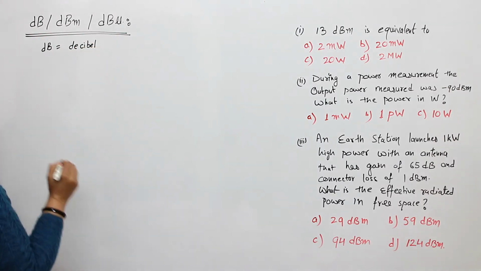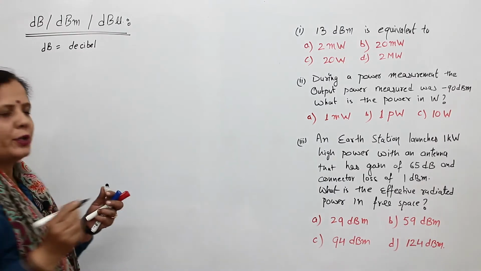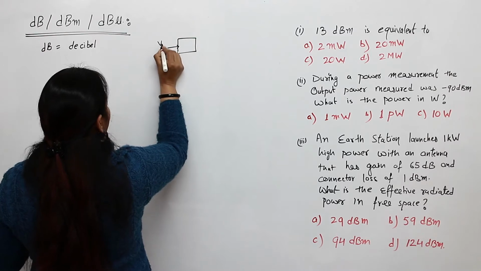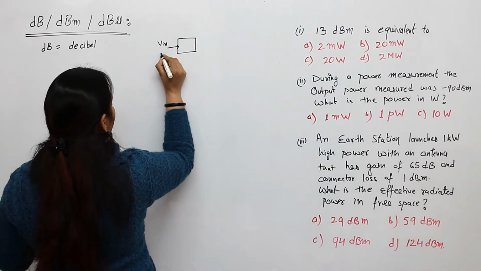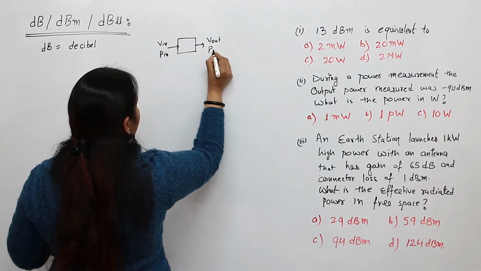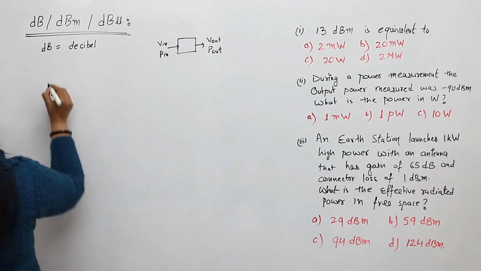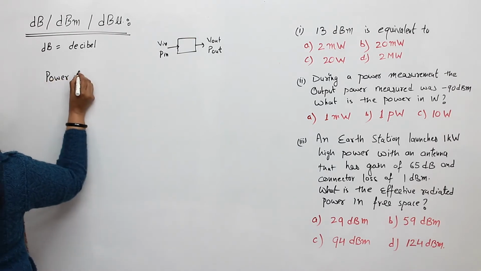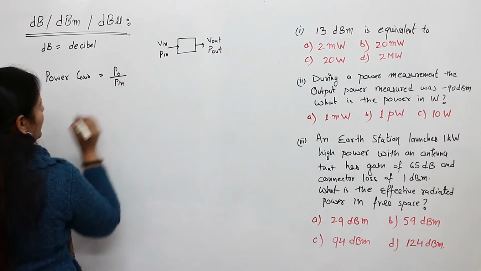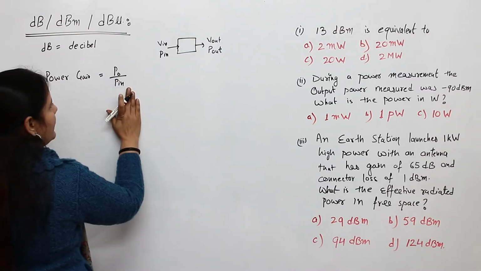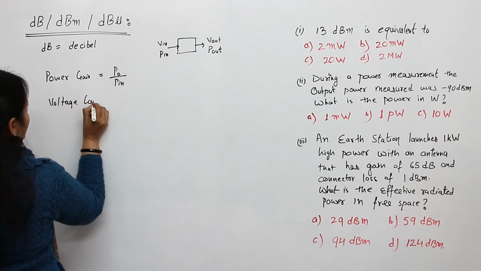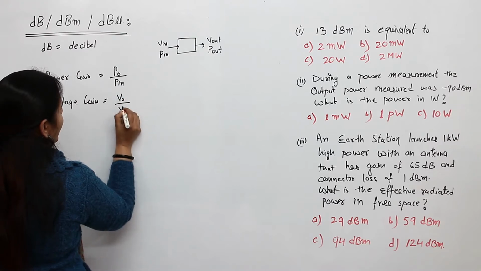It is used to define the power gain or voltage gain of a given system. Let us consider you have a system with input voltage V in or input power P in, and at the output you receive output voltage V out and you measure the power as P out. Then power gain is defined as P out divided by P input. This will be an absolute number because both quantities have the same unit, and voltage gain is V output divided by V input.